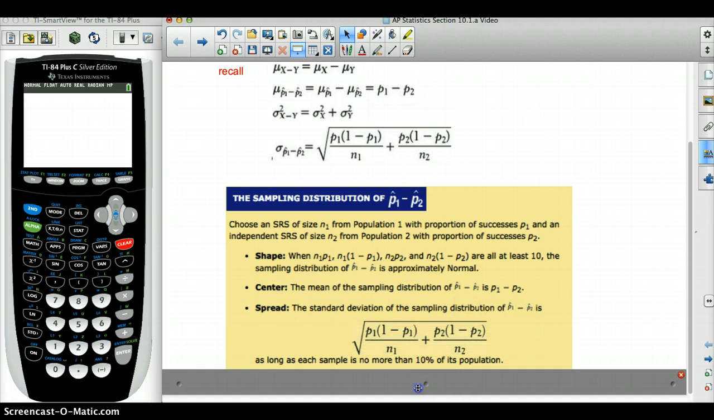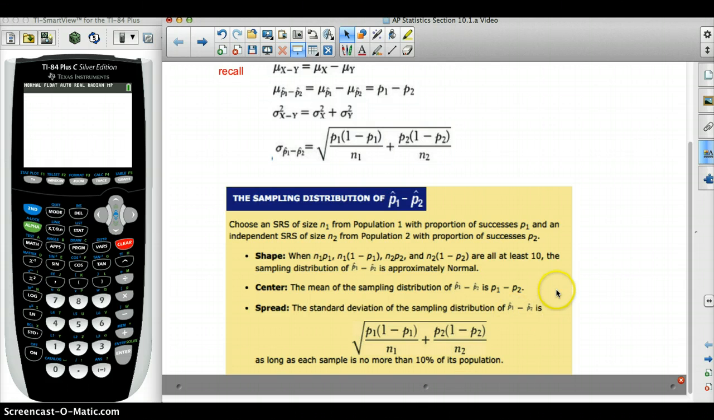And to find their spread, it's the standard deviation of that sampling distribution, as long as each sample is no more than 10% of its population. Okay.